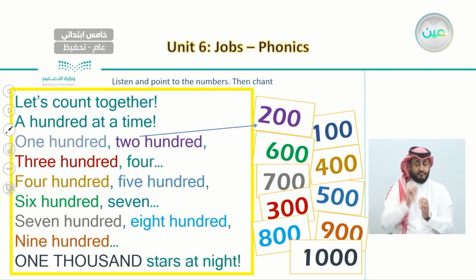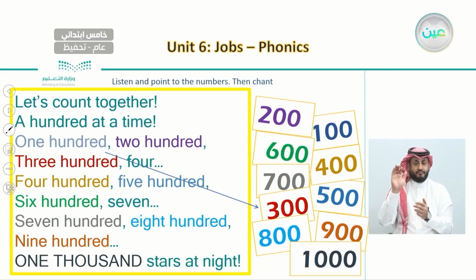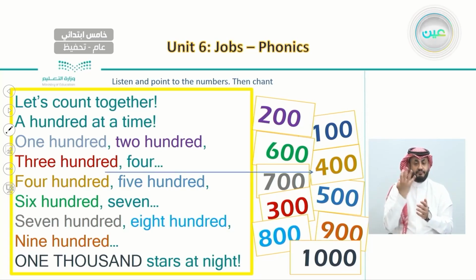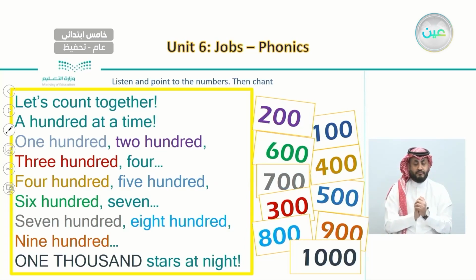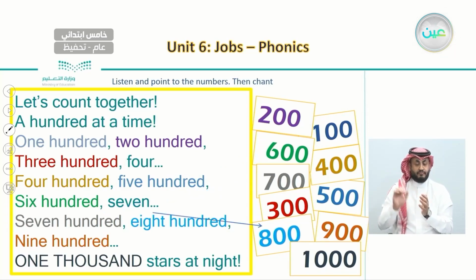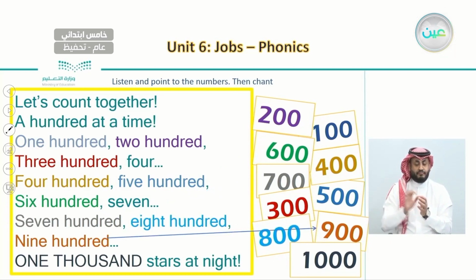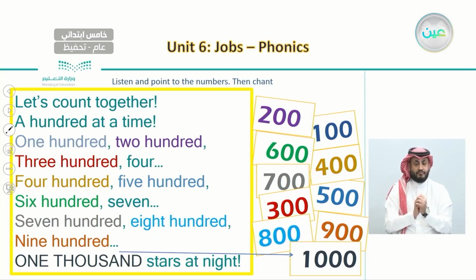100, 200, 300, 400, 500, 600, 700, 800, 900, 1,000 stars at night. Very good job.